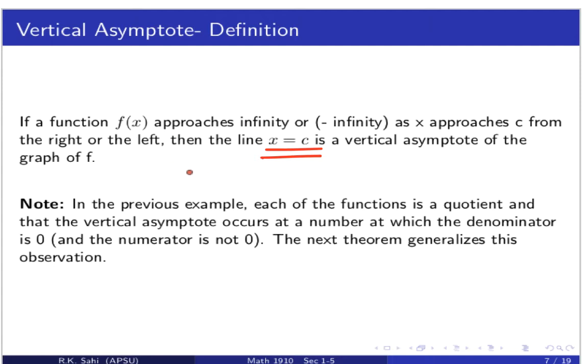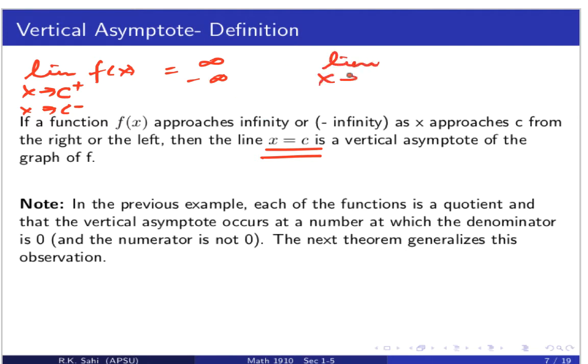I'm going to repeat this again. The limit definition of a vertical asymptote says that if the function f(x) as x approaches c from the right or from the left goes to either positive infinity or negative infinity, or the limit as x approaches c of the function f(x) goes to positive infinity or negative infinity, that means you have a vertical asymptote at x equals c.